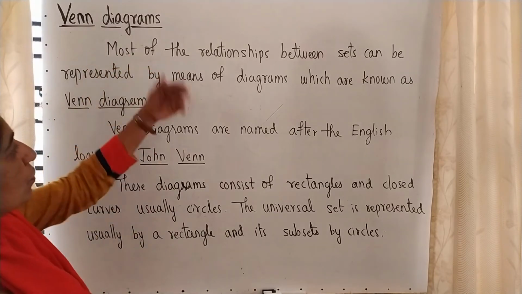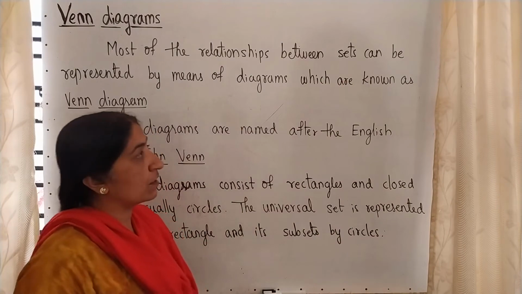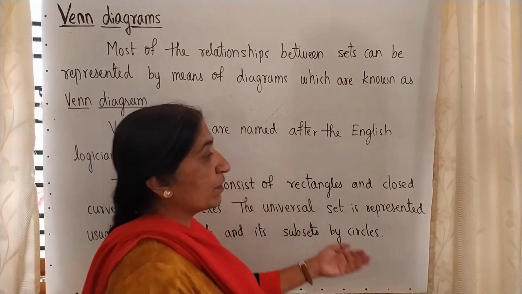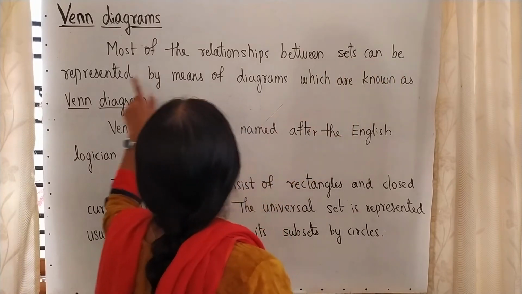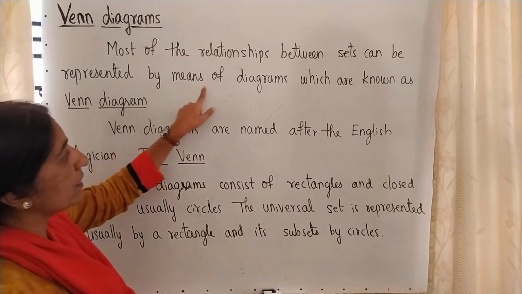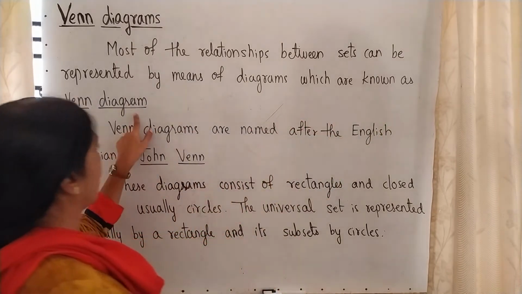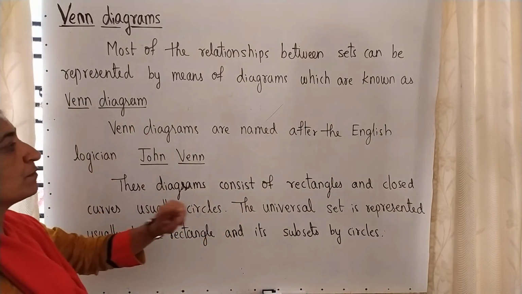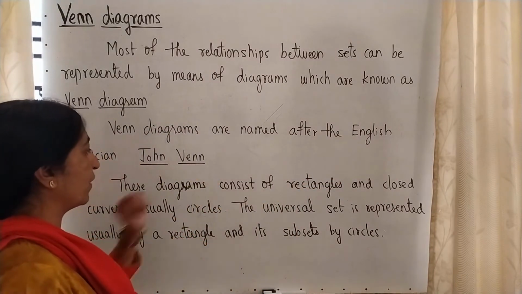Here, most of the relationships between sets, that means between two sets or three, whatever it is, or between the universal set and its subsets, can be represented by means of diagrams, which are known as Venn diagrams. Venn diagrams are named after the English logician John Venn.